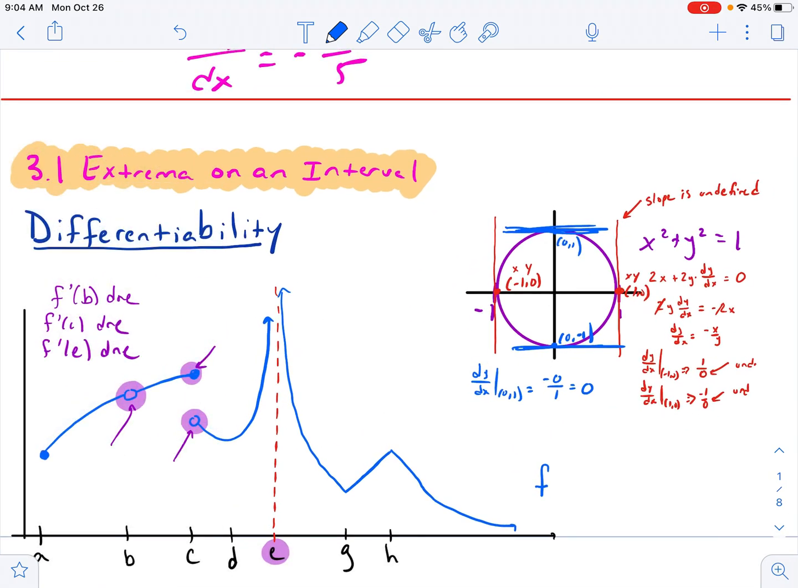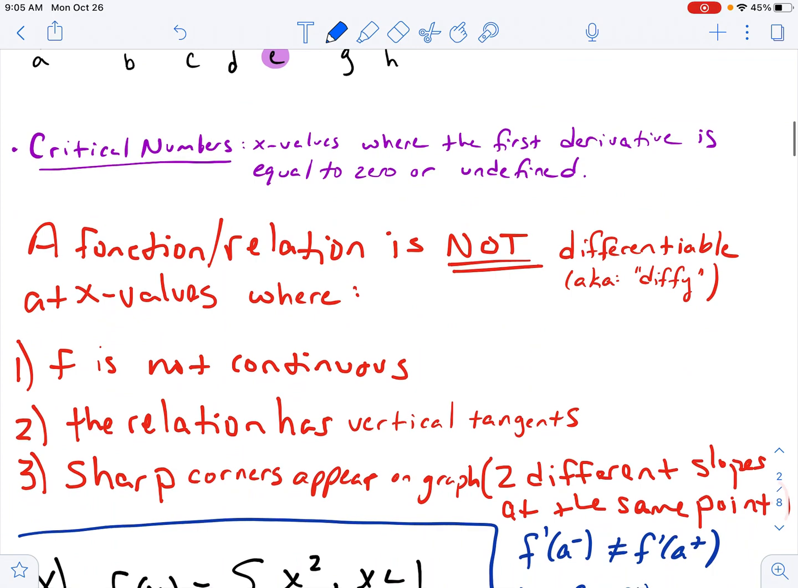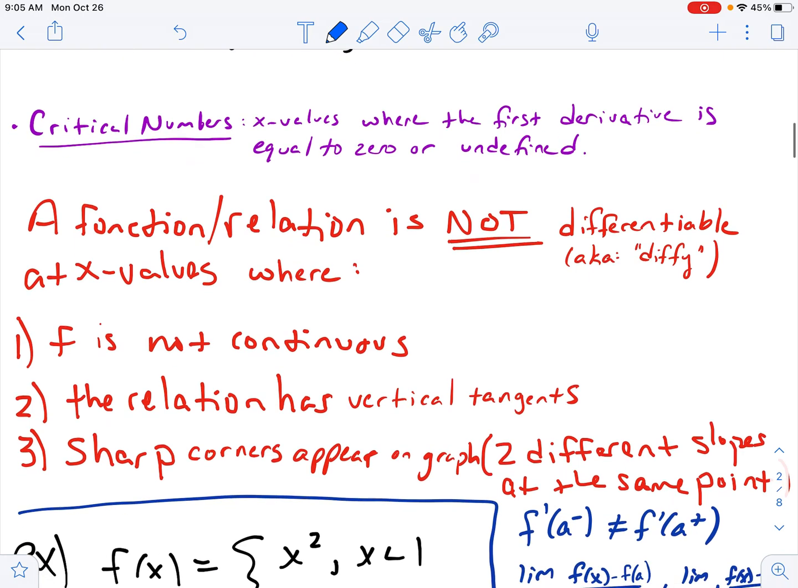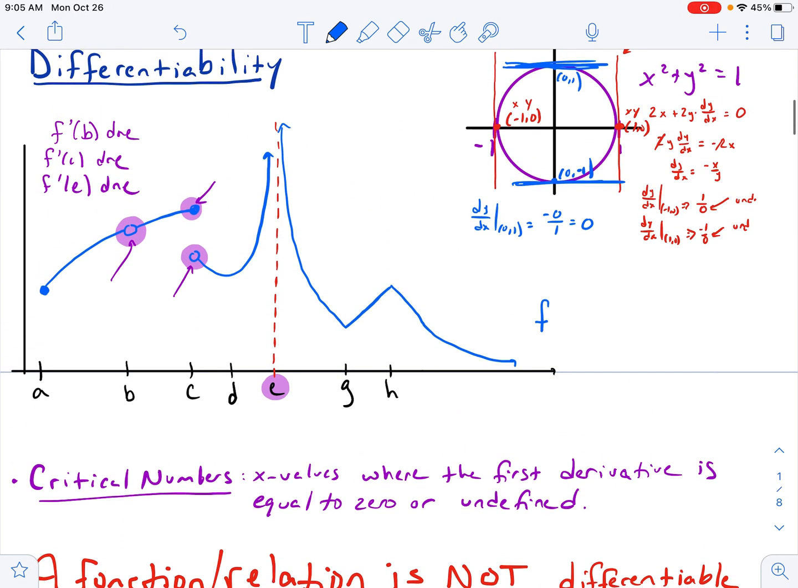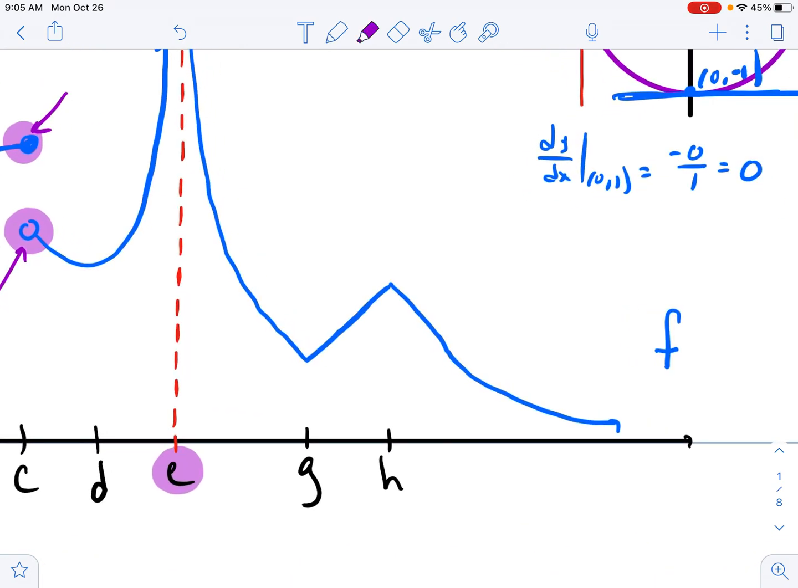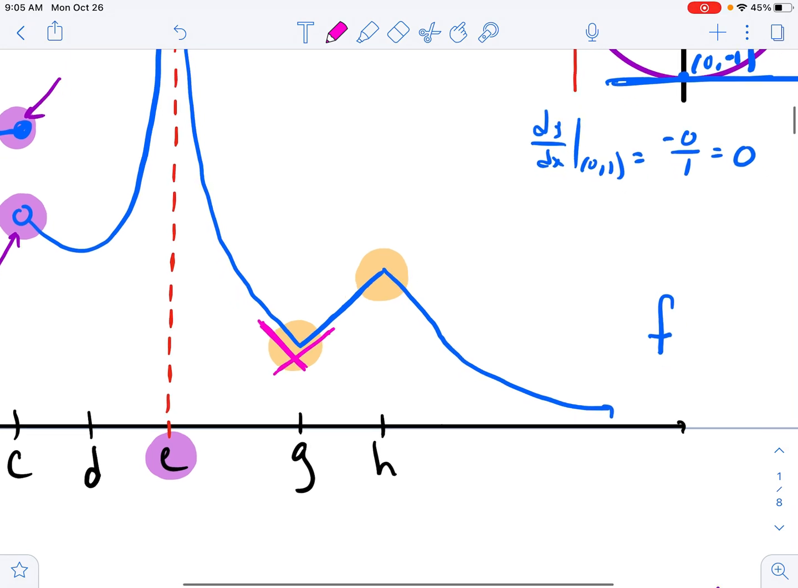So again, when it comes to non-differentiability, something not being differentiable, vertical tangent lines: slope is undefined there. And the last one is what I call a sharp corner, where sharp corners appear on the graph. Basically what's going on is we have two different slopes coming into the same point, okay? So like up here on the graph of f, right here at G and H, those are what I call sharp corners. We have two very different slopes coming into the same point.